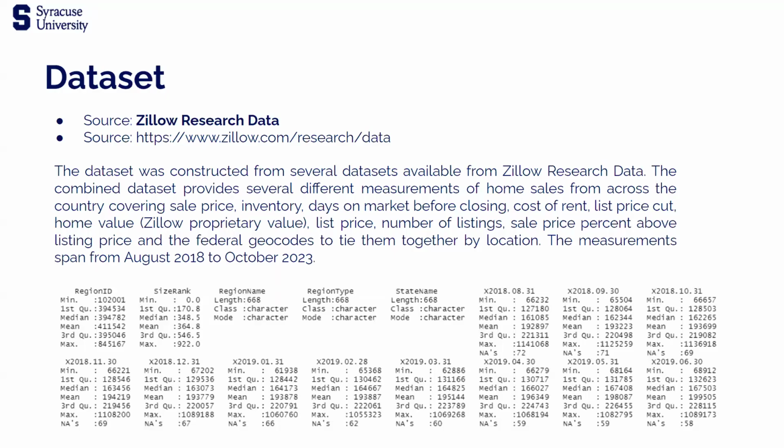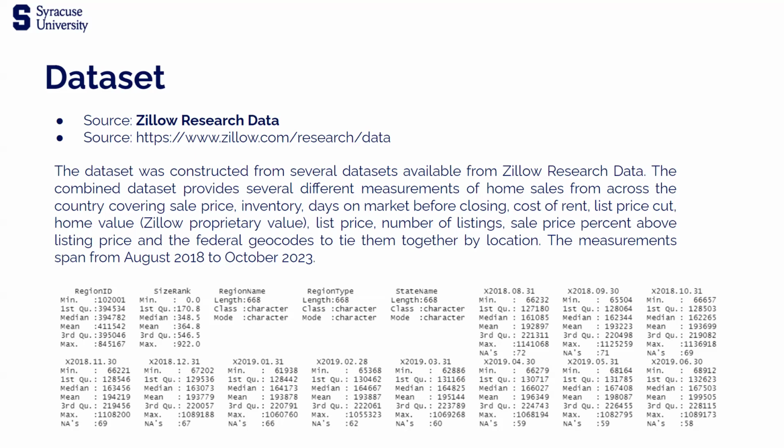On their website, they have a series of different data sets, and the data set that I used was constructed from several data sets that they provide. I combined the data sets to provide several different measurements of home sales from across the country, covering sale price, inventory, days on market before closing, cost of rent, the list price cut, home value, which is Zillow proprietary value, a list price, the number of listings, the sale price percent above listing price, and then I used federal geocodes to tie them all together by their location. The measurements then span from August 2018 through October 2023.